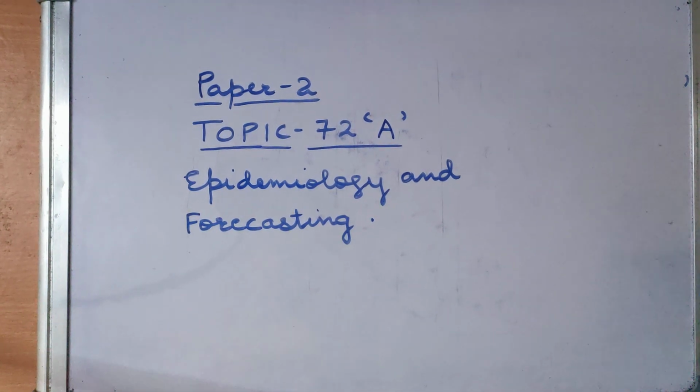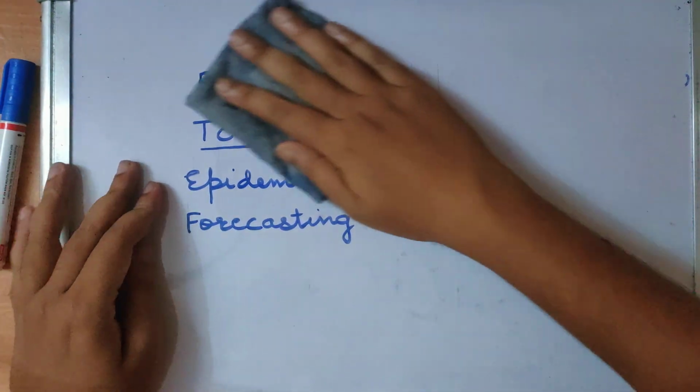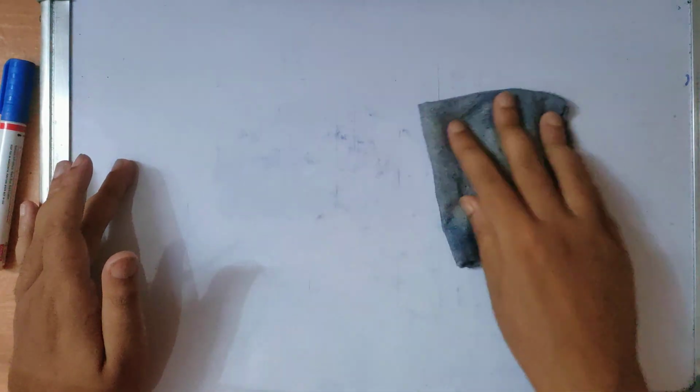So today we are going to do topic 72A, that is epidemiology and forecasting. So we will discuss some topics related to it. The first topic we are going to discuss today is causes of pest outbreak.